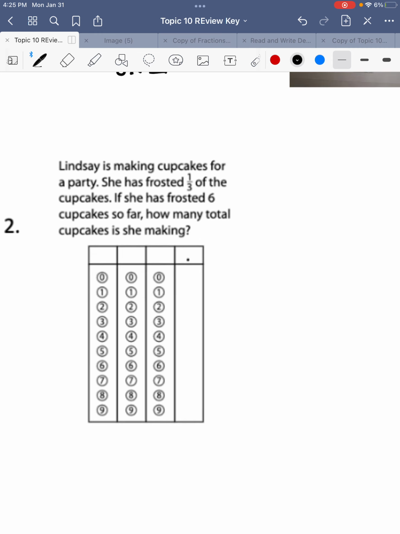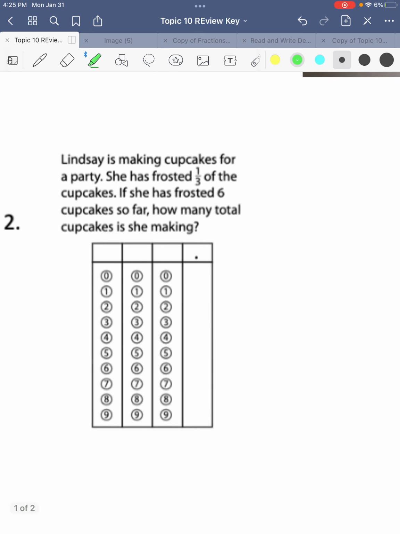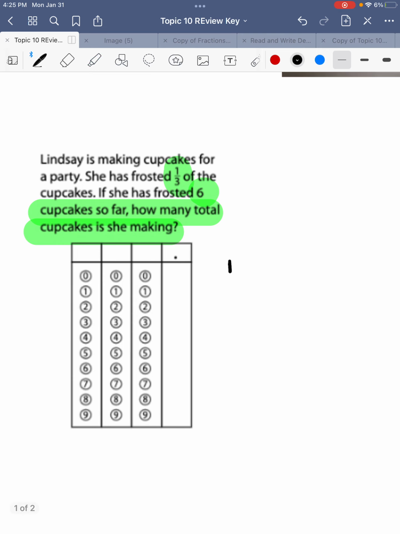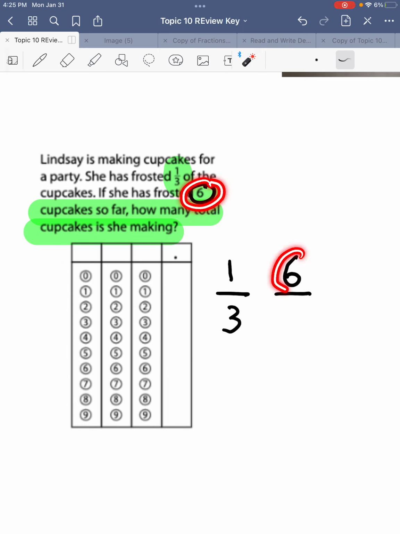So now I'm going to move on to number 2. Number 2 says, Lindsay is making cupcakes for a party. She frosted 1/3 of the cupcakes. If she frosted 6 of the cupcakes so far, how many total cupcakes is she making? Okay. So she's frosted 1/3. I'm going to write 1/3 right here. And it's saying if she's frosted 6 cupcakes so far, how many total cupcakes is she making? So I'm going to put a fraction bar here. My 6 right here is going to go on top.